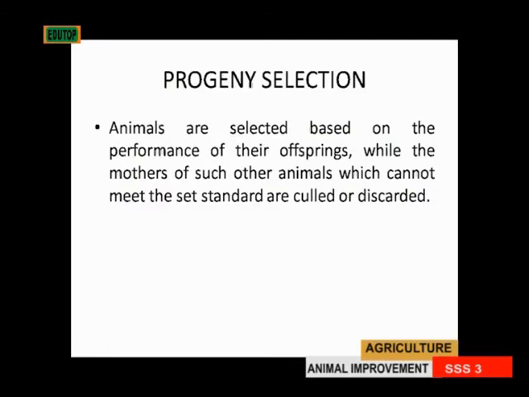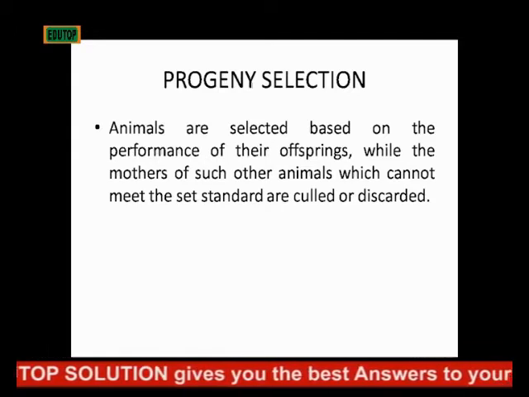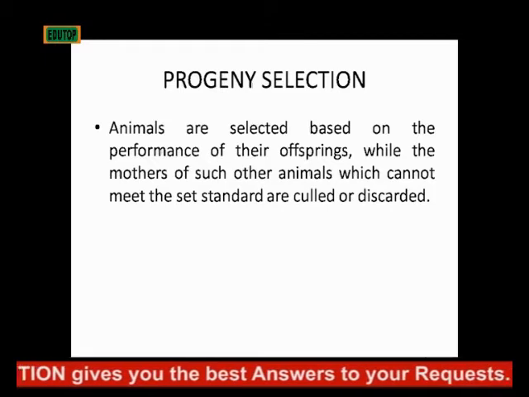Then for progeny selection, these are animals that are selected based on their offspring. It's because of their children that you are choosing them, not themselves. Now you can see, okay, these animals produce this kind of offspring, so you choose them because of their offspring. The mothers of other animals whose offspring you don't like are discarded. So that is why it is called progeny selection. They are chosen based on the performance of their children.